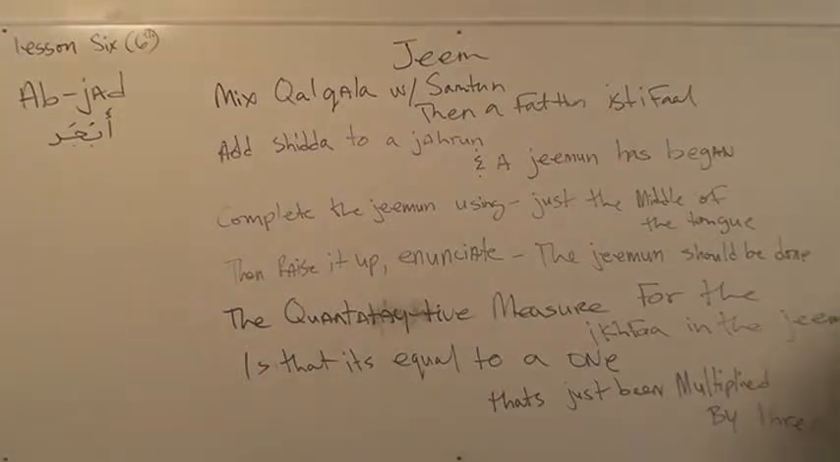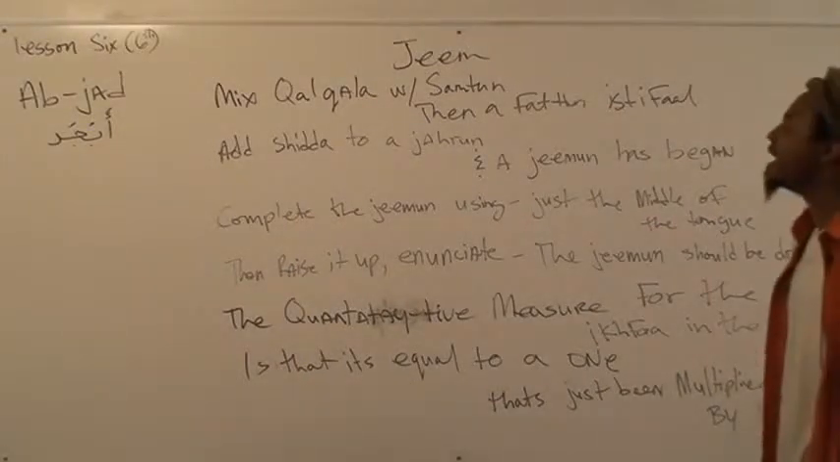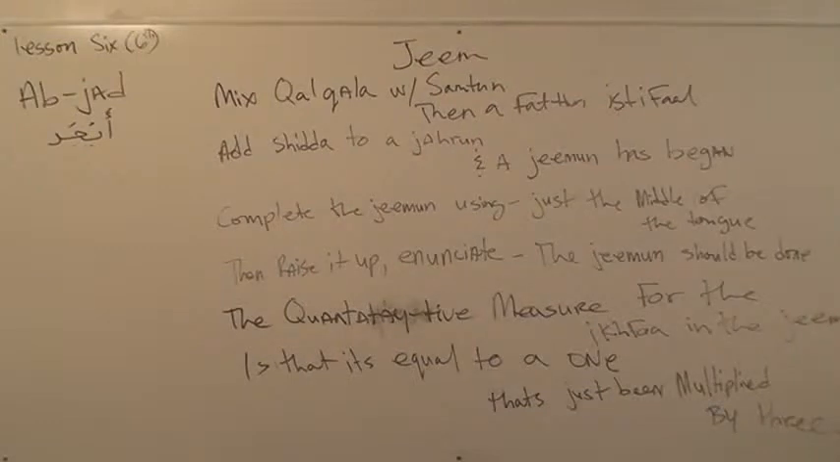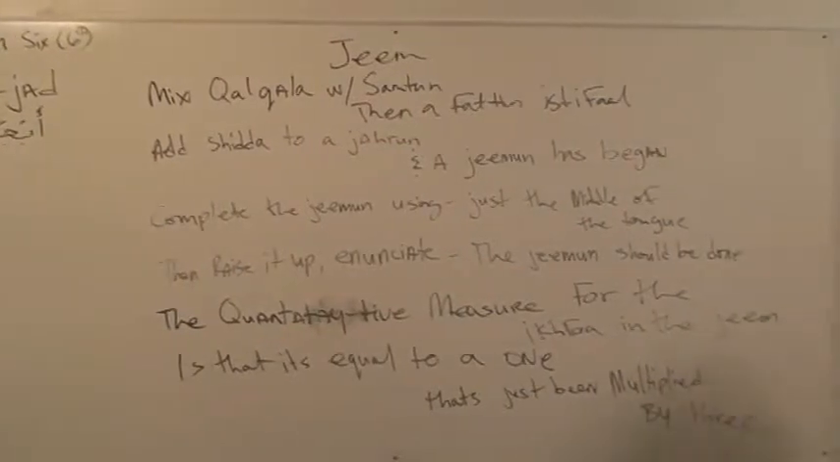It starts off, mix qalqala with samtun, then a fathun istifal, add shidda to a jahrun, and a jimun has begun. Complete the jimun using just the middle of the tongue, then raise it up, enunciate. The jimun should be done. The quantitative measure for the ikhfa in the jim is equal to a 1 that's just been multiplied by 3. Let's go over this word for word, point by point, and we'll get it done.